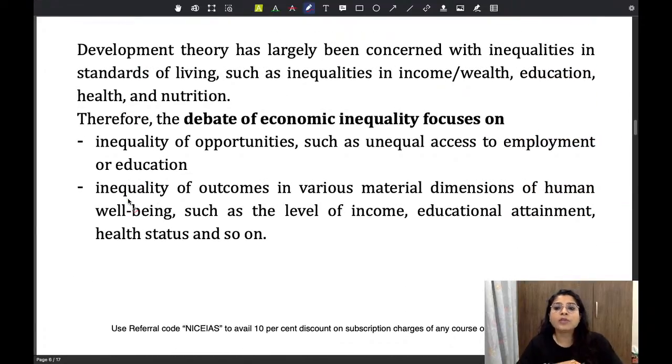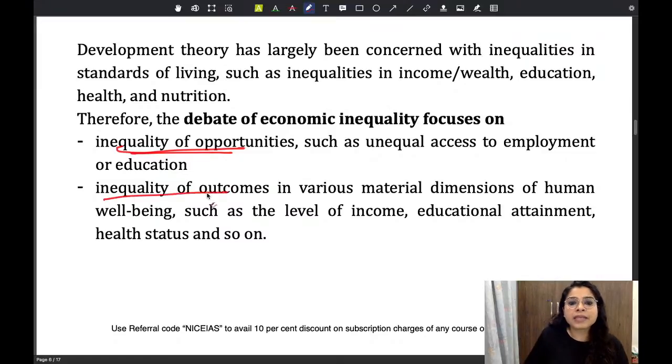Right. Now, development theories have been largely concerned with inequalities in terms of your standard of living, in terms of your income, wealth, education, health, nutrition. And therefore, whenever you talk about economic inequality, you're focusing on 2 key aspects. The first one is inequality of opportunities. That is, you don't have access to equal education. This is the starting point. आपके पास opportunity ही नहीं थी, इसलिए economic inequality आई. That is the starting point.